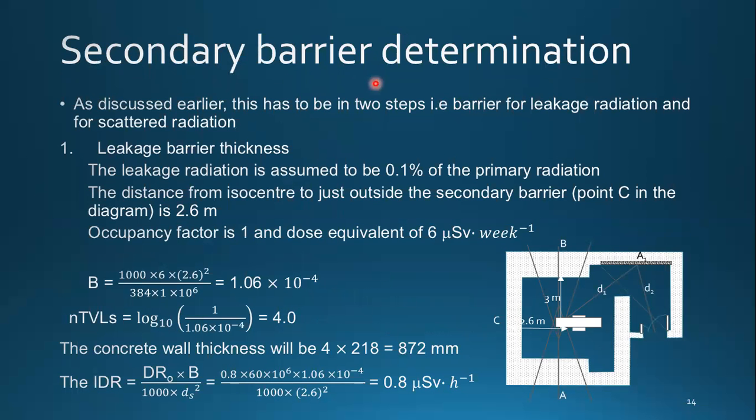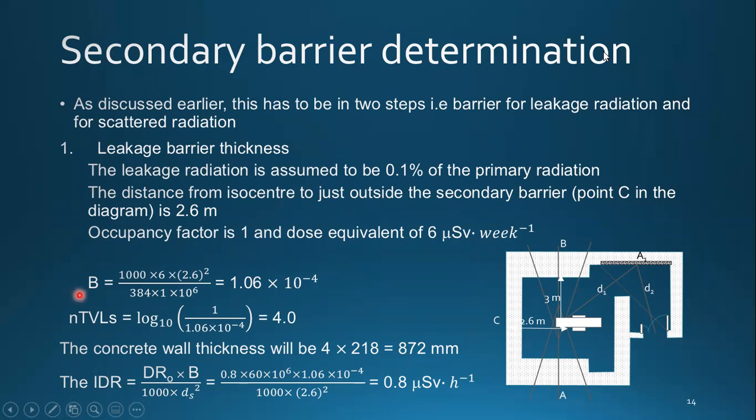The secondary barrier thickness determination, as we discussed earlier, will have to be in two steps. That is, you need to determine the barrier thickness for leakage radiation and the barrier thickness for scattered radiation. To determine the barrier thickness for leakage radiation, we assume the leakage radiation to be 0.1% of the primary beam. The distance from the isocenter to just outside the barrier, that is the point C, is assumed to be 2.6 meter in this case. The occupancy factor is 1 and the dose equivalent or the design goal is 6 microsievert per week.